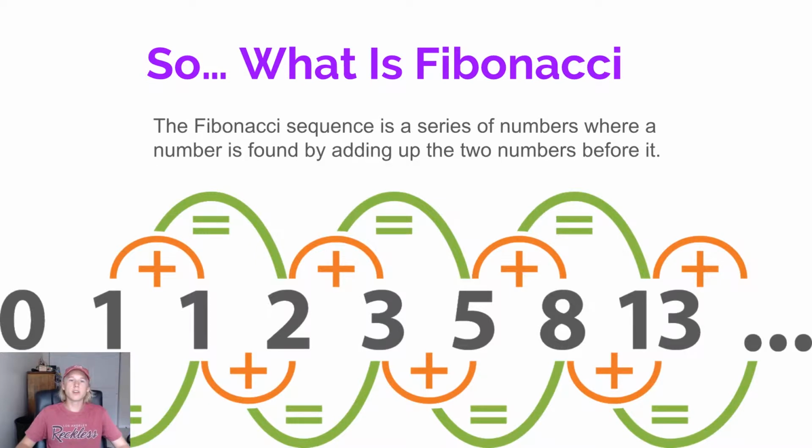So, what is Fibonacci? The Fibonacci sequence is a series of numbers where a number is found by adding up the two numbers before it. So this means 0 plus 1 is 1, 1 plus 1 is 2, 1 plus 2 is 3, 2 plus 3 is 5, 5 plus 3 is 8, 8 plus 5 is 13, and so on and so forth.